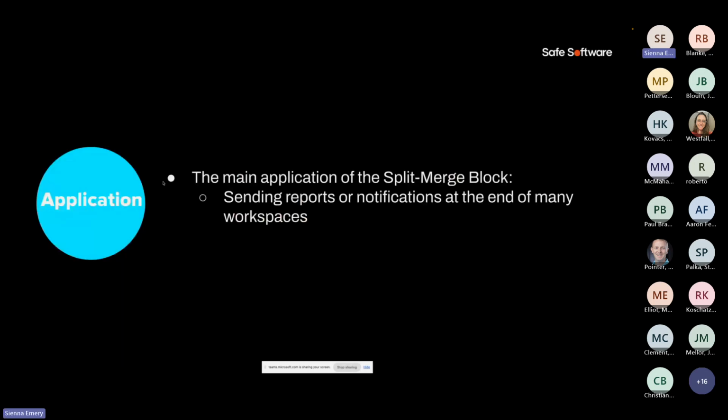I think the main application where I see people using the split merge block is if you're taking advantage of automations in the automation writer, and you only want to send one notification after the end of your mini workspaces. I'll also discuss why we would want to use the automation writer.